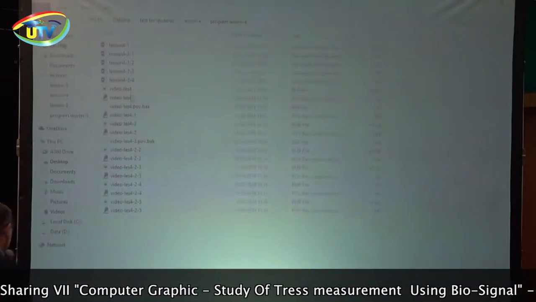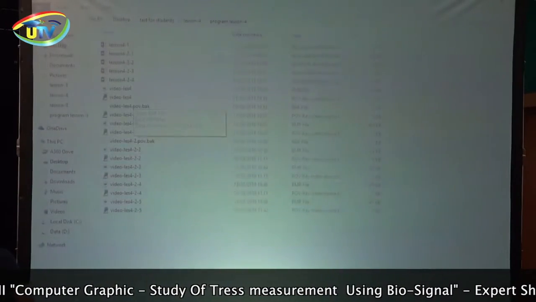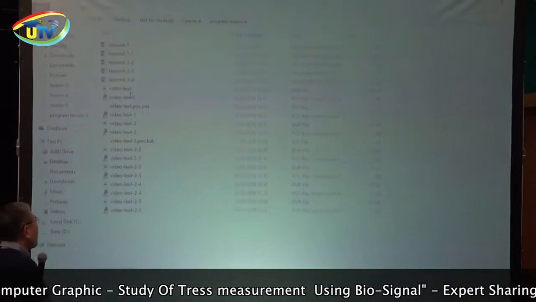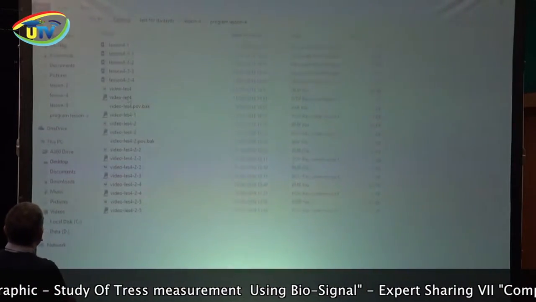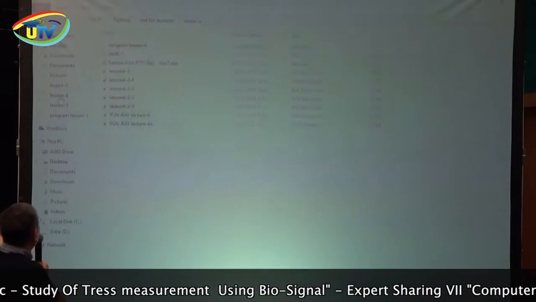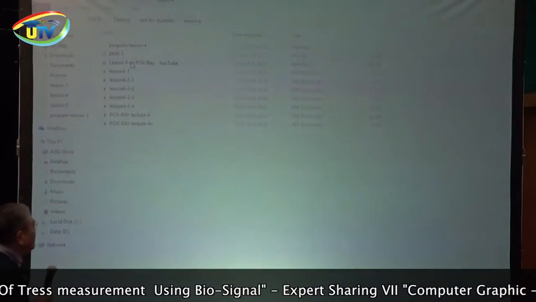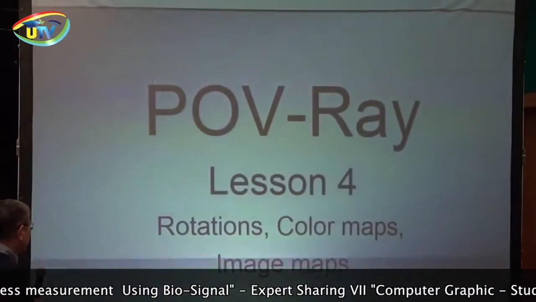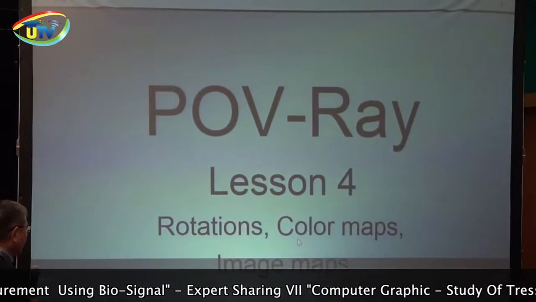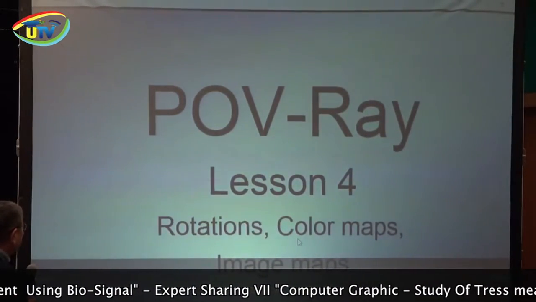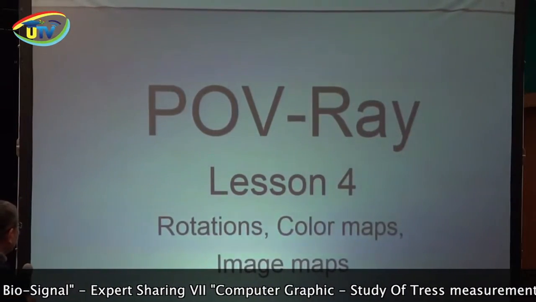And please start the video lesson 4 in the folder of lesson 4. In this lesson, I'll talk about rotations in a little more detail, color maps with a gradient, and image maps, which are a way to place a picture on an object.